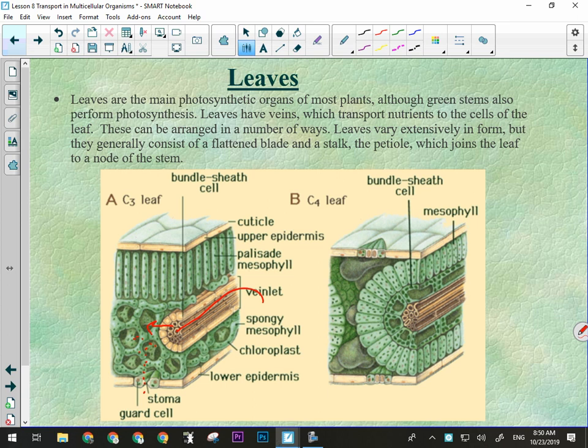So as a water molecule essentially leaves through the stomate, it creates a pulling force on the ones below it. That's because they're bonded by hydrogen bonds, cohesion, and they pull on each other. In the veins and in the xylem, there's also hydrogen bonds between the water molecules and the insides of the tubes, that help to keep those water molecules from falling back down.